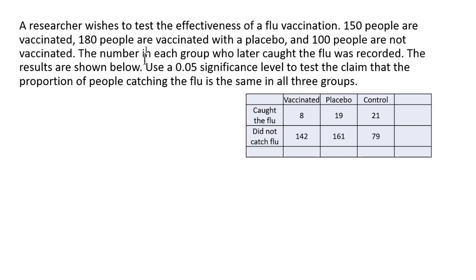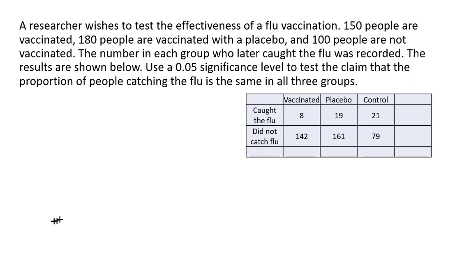A researcher wishes to test the effectiveness of a flu vaccine, so he gets 150 vaccinated people, 180 placebo vaccinated people, and 100 people not vaccinated, and tracks them. Later he finds out that for the vaccinated group, 8 people got the flu, placebo had 19, and control had 21. And he wants to figure out whether this is good enough evidence to say that vaccination does work.